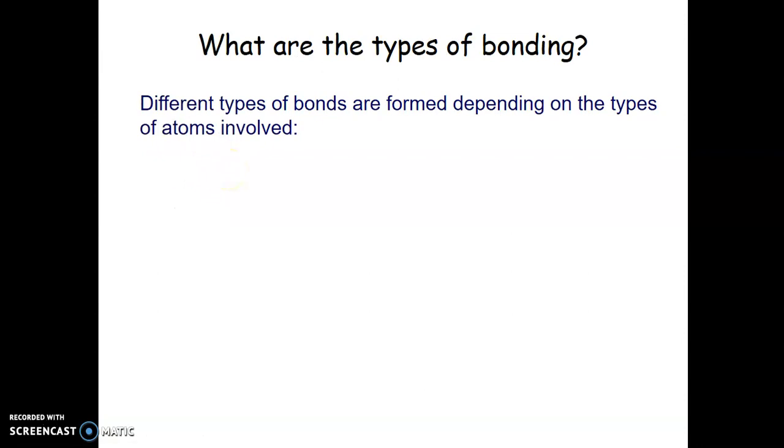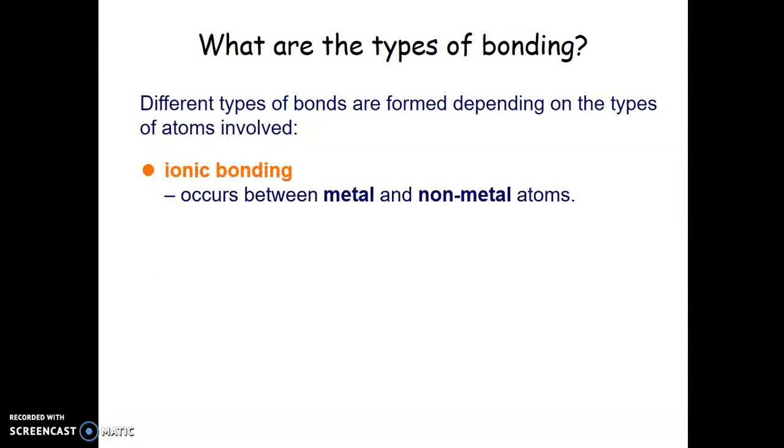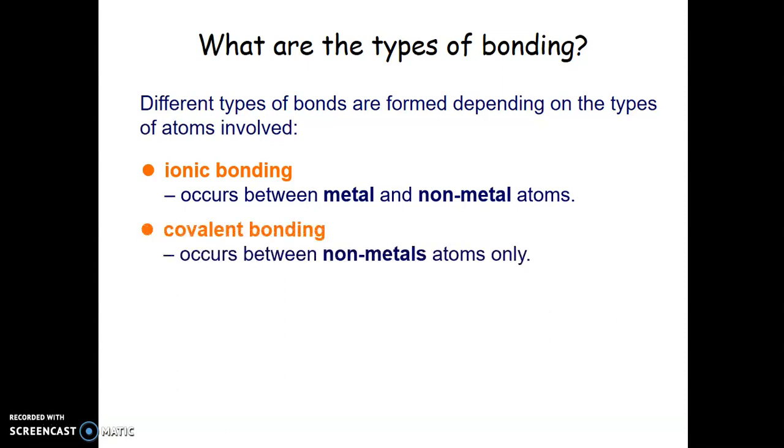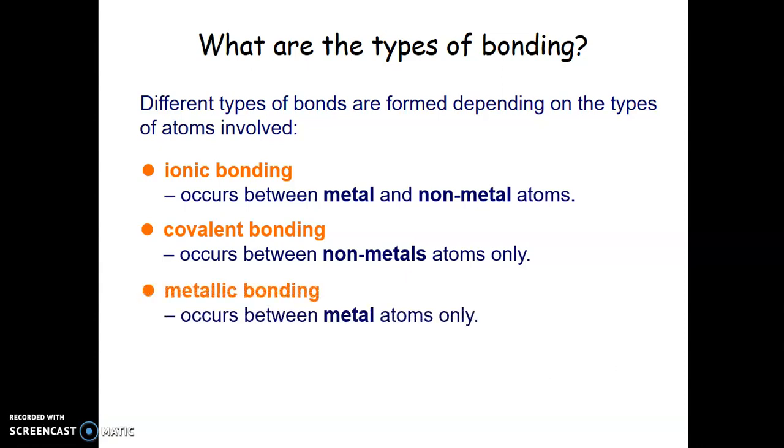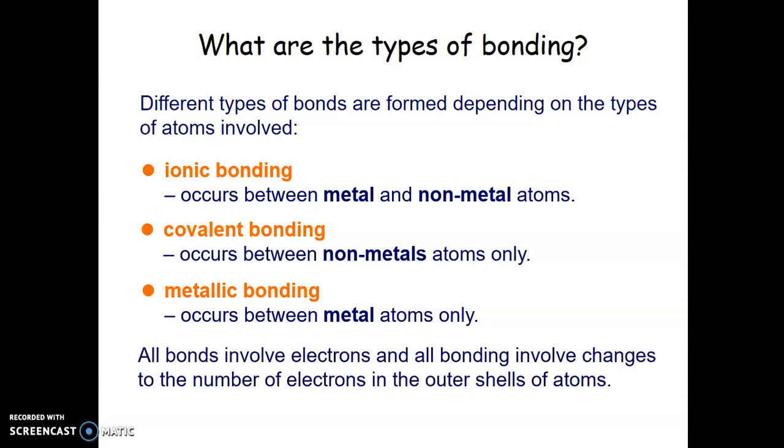Okay, right, so different types of bonding. We're going to look at ionic bonding in this video. It is always between a metal and a non-metal. If one atom is a metal and one is a non-metal, it is ionic bonding. Covalent bonding is between non-metal atoms. We'll get to that in a future video. Metallic bonding, as the name suggests, is between metal atoms. Again, we'll cover that in a video yet to come. All bonding, regardless of what type it is, involves electrons, and it involves changes in the number of electrons in the outer shells of atoms.